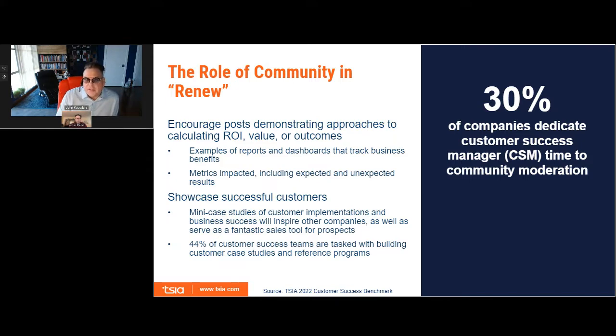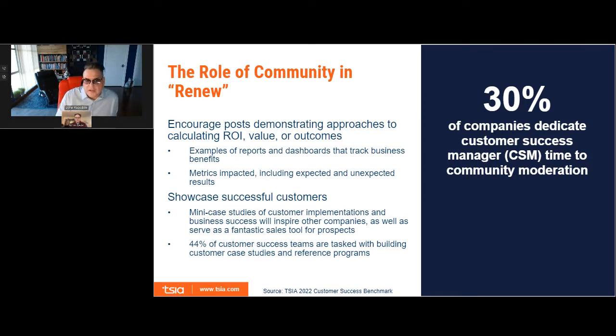Only 30% of our members are dedicating customer success manager time to community moderation, and I think that's going to have to change, because the CSM needs to be in there talking to their clients and encouraging these sorts of conversations and asking the probing questions to make sure that you're getting the peer community to provide the data that ultimately other peers need in order to make that renewal decision.